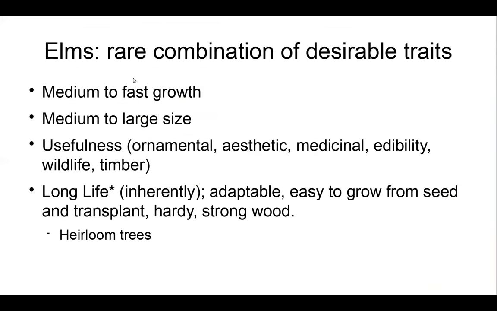Okay, now elms have a rare combination of desirable traits which make them useful to humans and just useful generally. They have medium to fast growth, medium to large ultimate size, so good shade trees, and usefulness: ornamental, aesthetic, medicinal, edibility, wildlife, timber. For example, they're noted since antiquity for use as wildlife fodder and starvation foods for humans. They're not really known to be toxic, and they're actually fairly nutritious for a tree, in most of their parts. Slippery elm is, of course, famously well known for having medicinal bark, which is not common among the elms, but it's not only edible, but very useful for its bark.